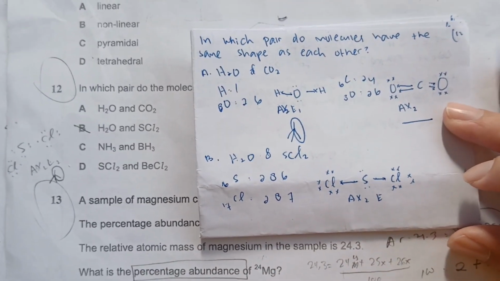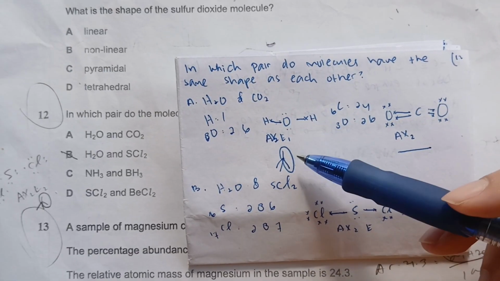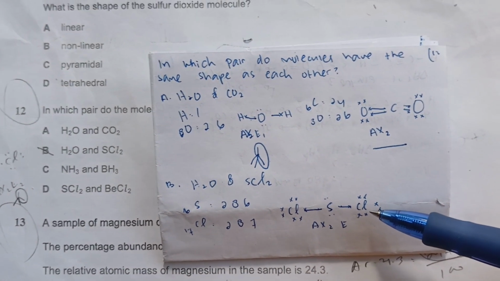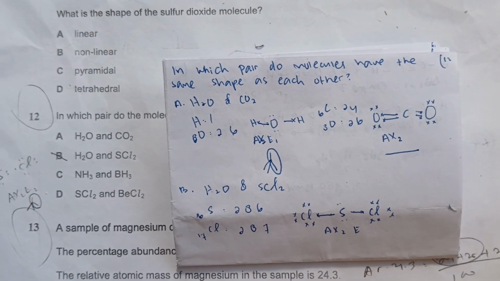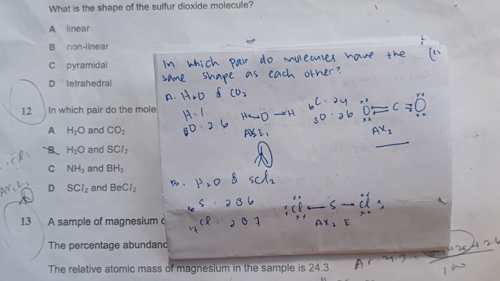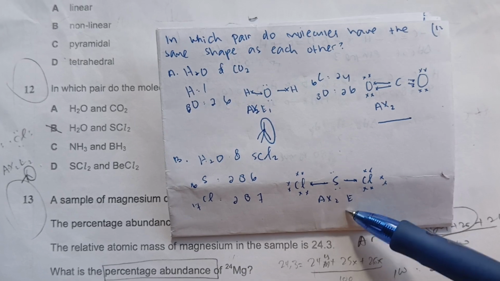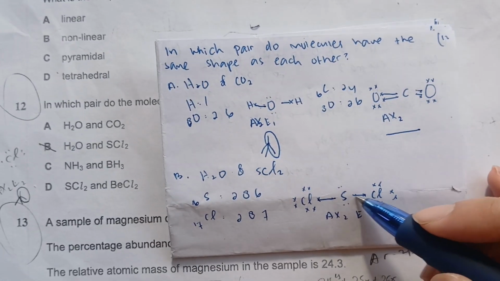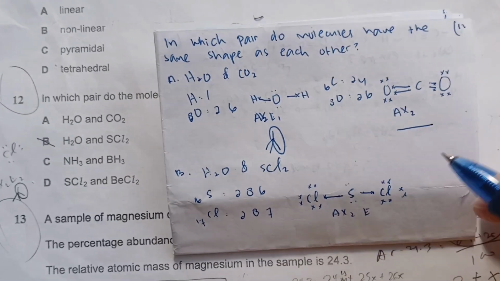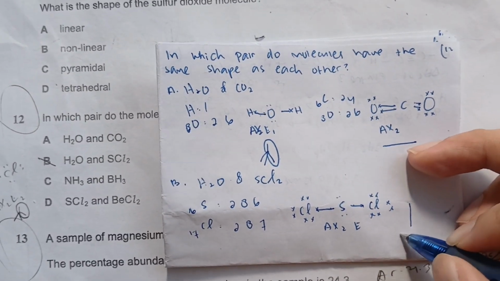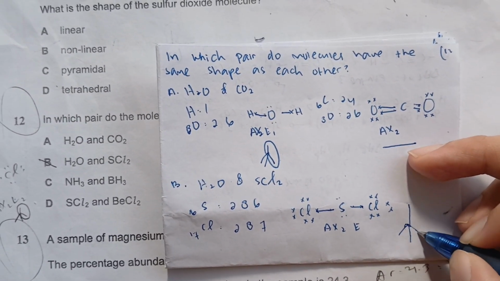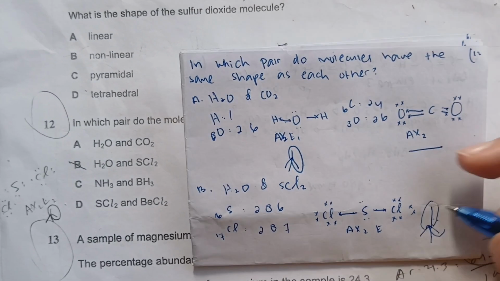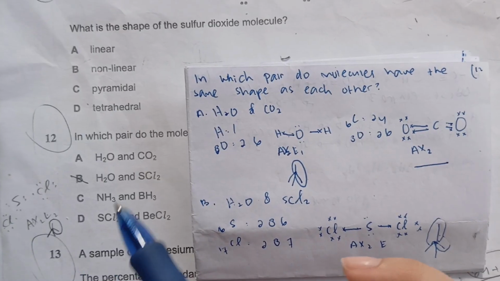While for B, the H2O we already have is bent, and SCl2 also has a bent shape. It has two bonding pairs and two lone pairs. So it's like this. It's bent, the same shape. So the answer is B.